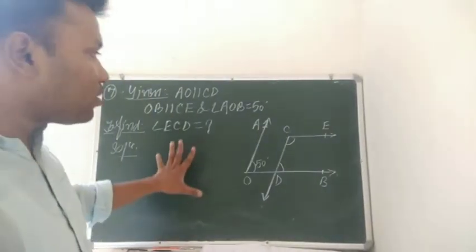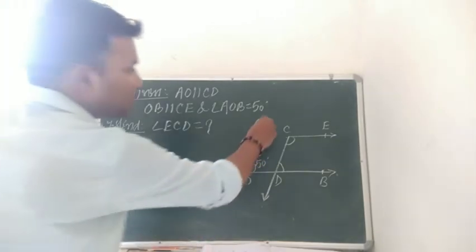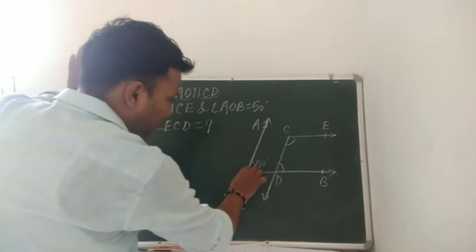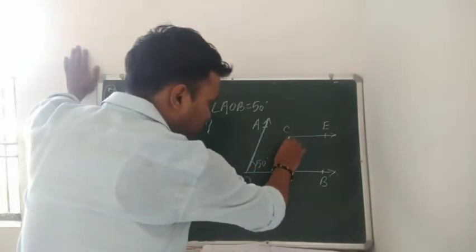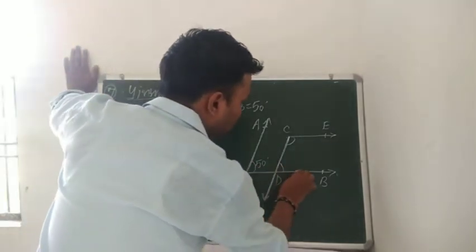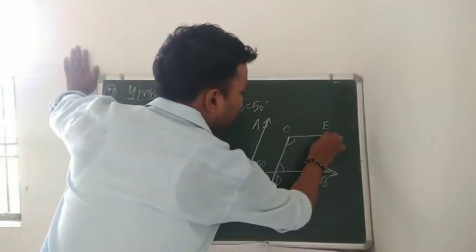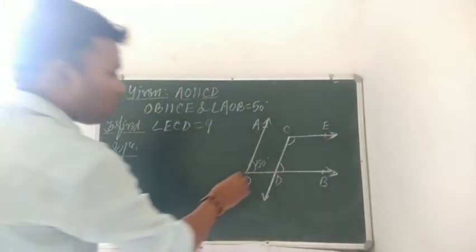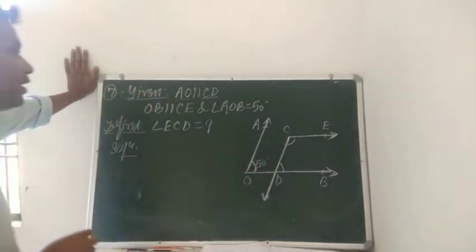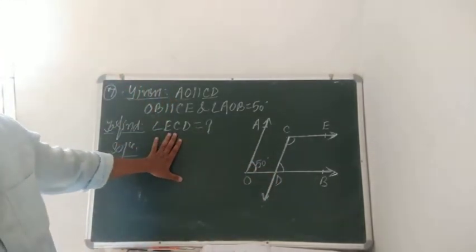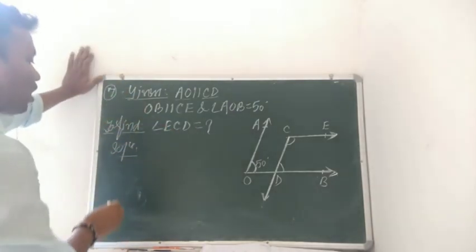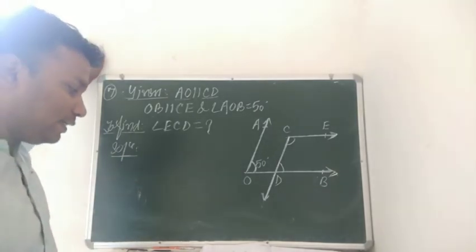Question number 7. In this question, we are given AO is parallel to CD. This ray AO is parallel to this ray CD, and OB is parallel to CE. This ray OB is parallel to this ray CE, and the value of one angle is also given. The value of angle AOB is given as 50 degrees, and we have to find, with the help of this information, the value of angle ECD. So how will we find the value of angle ECD?